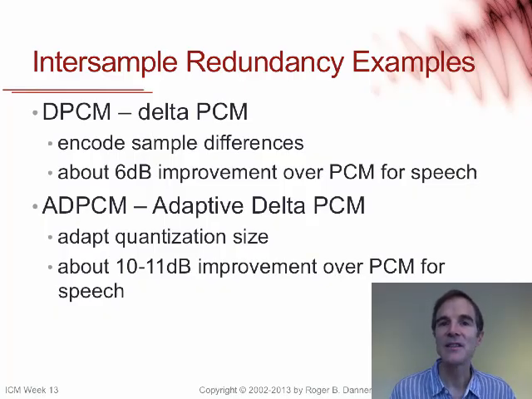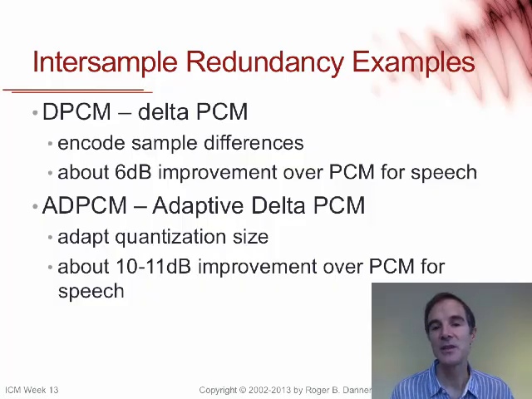Actually, it's not such a good thing for music audio, but let's continue looking at other things that can be done. The next thing that we can do is adaptive delta PCM. So in this case, rather than just encoding the differences, we're going to adapt the scale factor on that encoding according to whether the signal is moving slowly or rapidly. And this helps even more. It gives you about a 10 to 11 dB improvement in signal to noise ratio over PCM for speech.